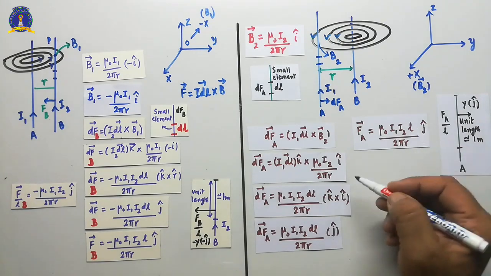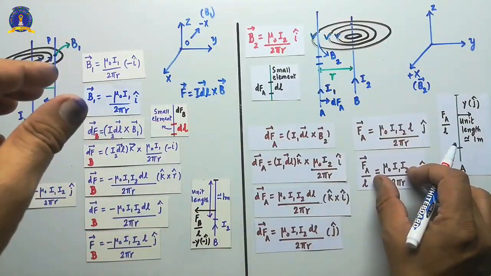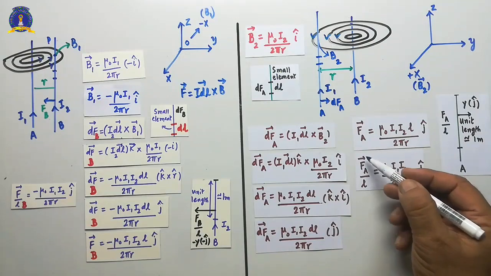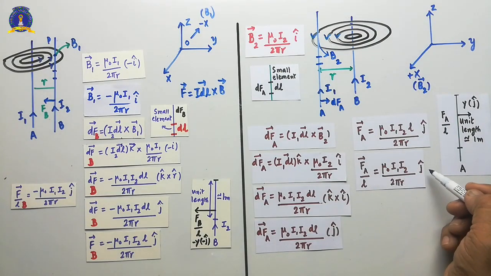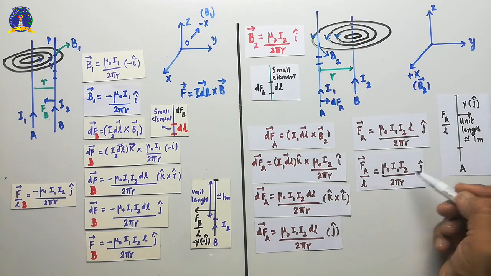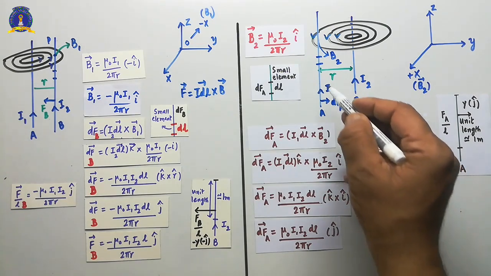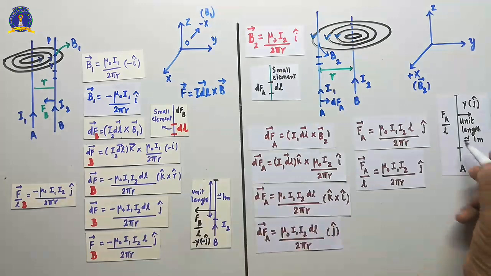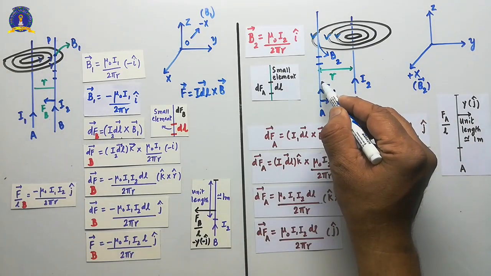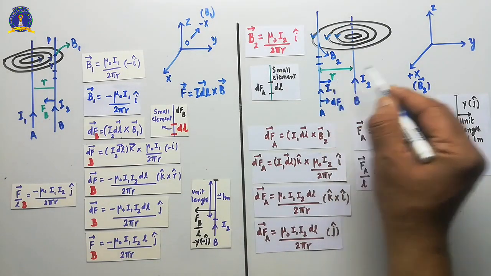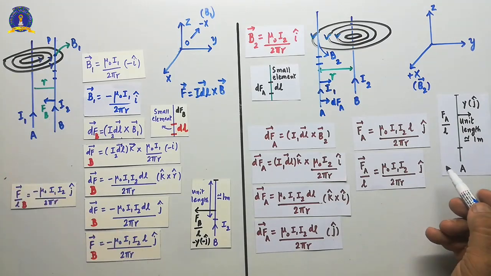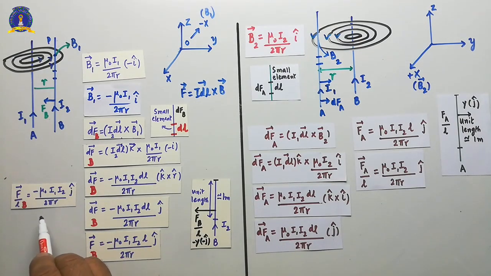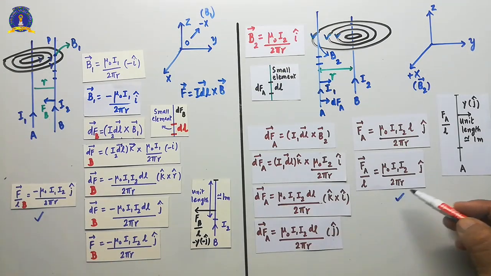So this L can be brought down. If the L is brought down, what will happen? FA vector divided by L is equal to mu naught I1 I2 divided by 2 pi r j cap. Are you clear? This force per unit length which is acting on the first conductor, that one also acts along which direction? Y direction. That's why j cap is there.